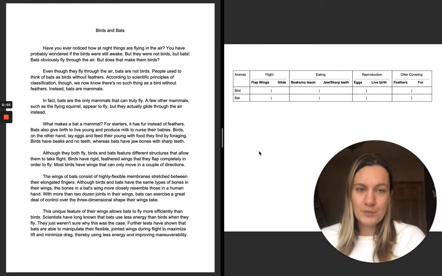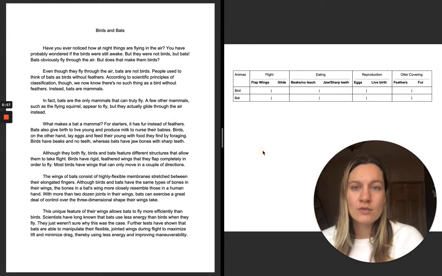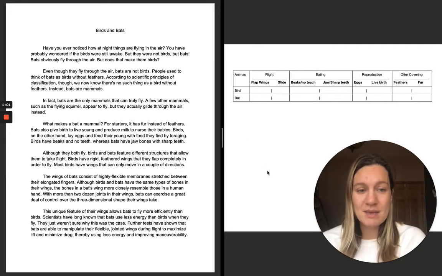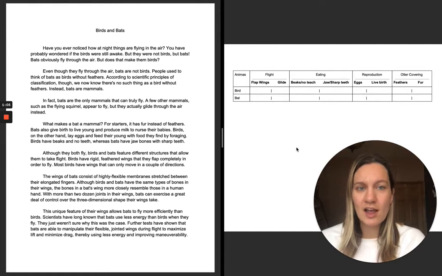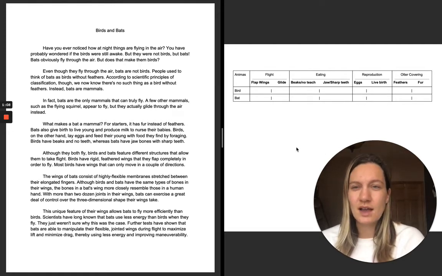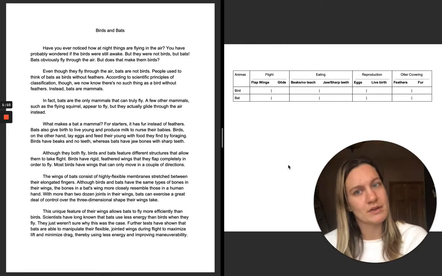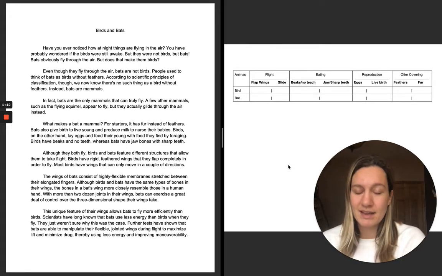All right, here we go. Remember how we read about birds and bats yesterday? Well, today we're going to use that same article and we're going to fill out our semantic chart. Our semantic chart helps us to figure out the differences and the similarities between birds and bats. This is called comparing and contrasting. Can anyone say that with me? Comparing and contrasting.